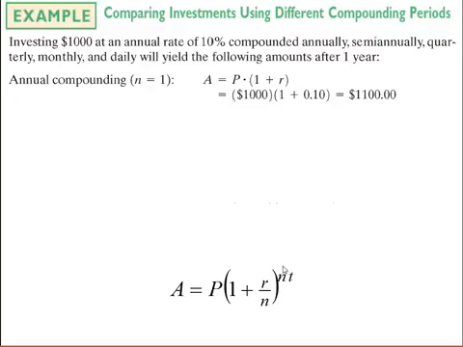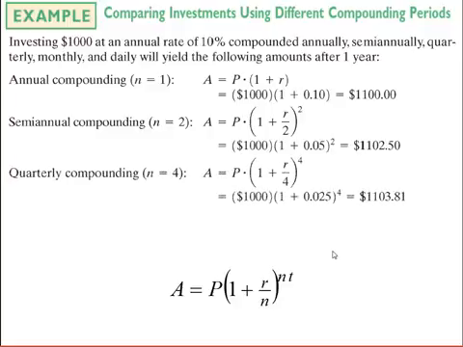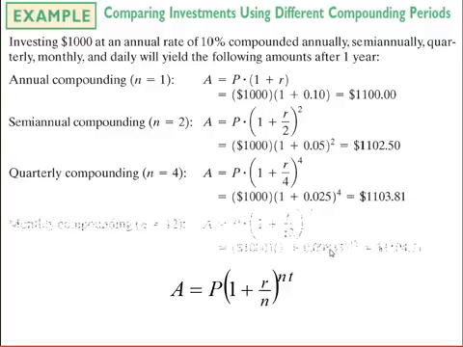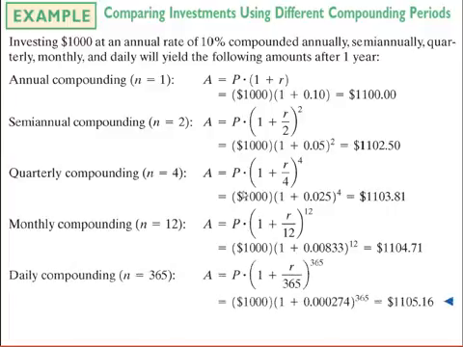So with annual compounding, I'm going to end up with $1,100. With semi-annual compounding, I'm going to end up with $1,102.50. With quarterly compounding, I'm going to end up with $1,103.81. With monthly compounding, I'm going to end up with $1,104.71. And with daily, I'm going to end up with $1,105.16.